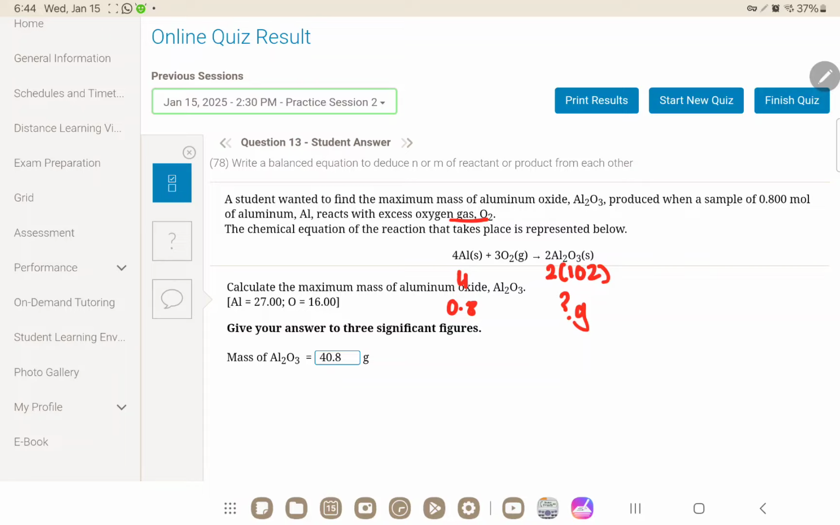2 times 102 times 0.8. And then you divide it by 4 because you're cross multiplying and then dividing. So from here to here, multiply, then here to here, divide. And you're gonna get 40.8 grams. And that's it. Now moving on.